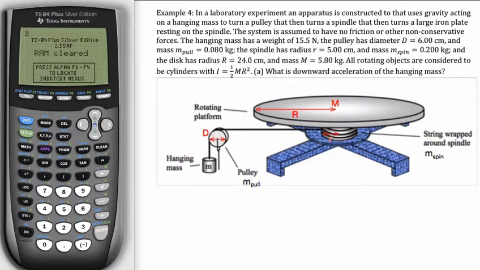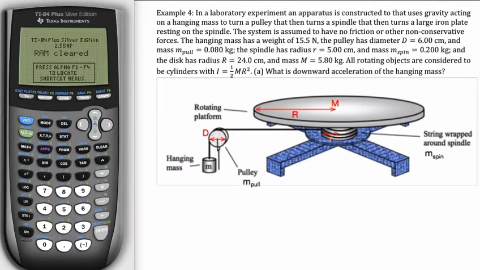In a laboratory experiment, an apparatus is constructed that uses gravity acting on a hanging mass to pull a pulley that turns a spindle that turns a large iron plate resting on the spindle. So we see there's kind of a chain reaction here. The system is assumed to have no friction or other non-conservative forces, so we have simplified it in that respect.